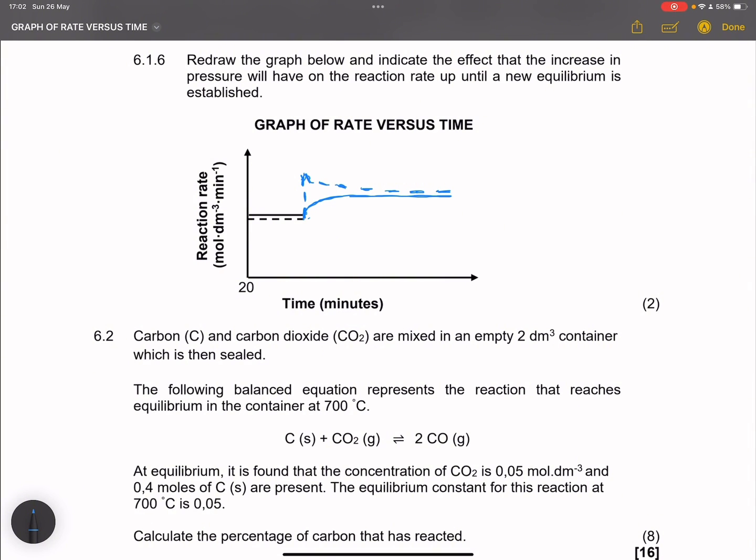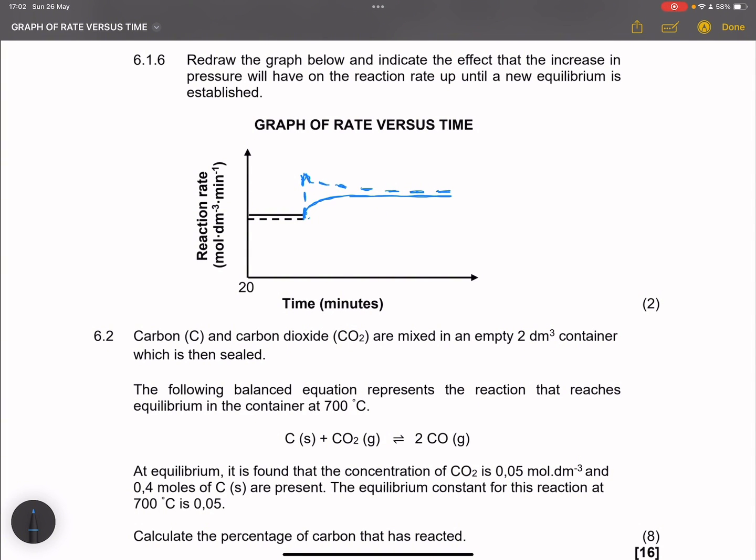They say to us, carbon and carbon dioxide are mixed in an empty 2 cubic decimeter container, which is then sealed. Okay, so we are looking at another reaction. This has got nothing to do with the previous question. Right, now they say to us, the following balanced equation represents the reaction that reaches equilibrium in the container at 700 degrees Celsius.